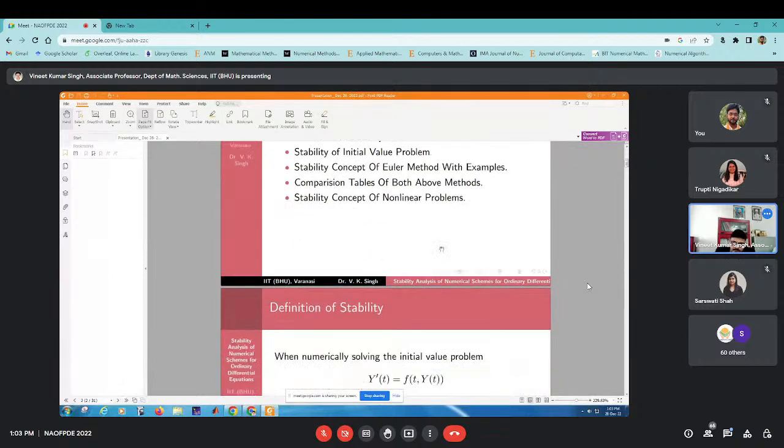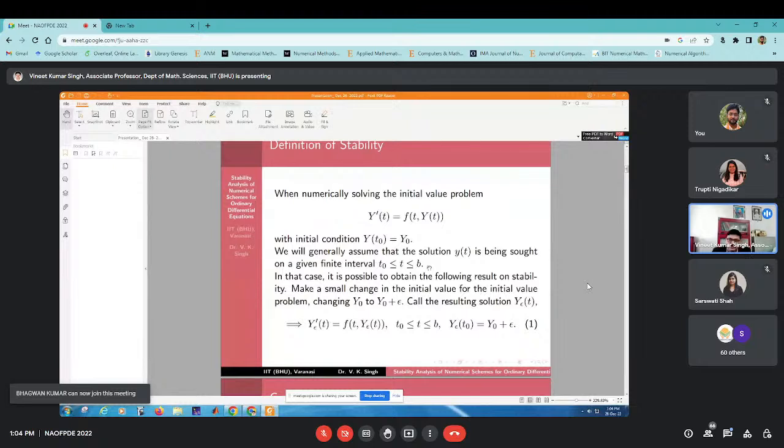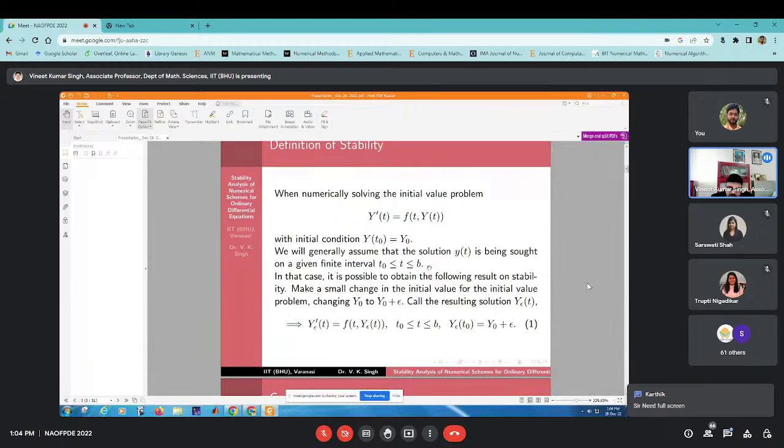Okay. So look, what is the definition of the stability analysis? Say I have an initial value problem. Here I have mentioned a very basic initial value problem, y prime of t is equal to f of t, y of t, with the initial condition given. Whenever you talk about stability, with respect to what condition do we find it? We do some minor perturbation in the initial condition.